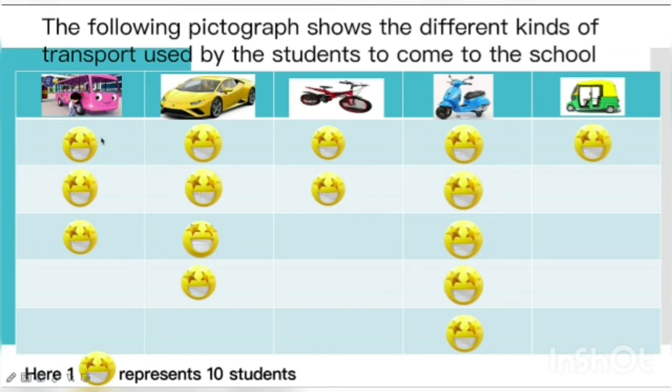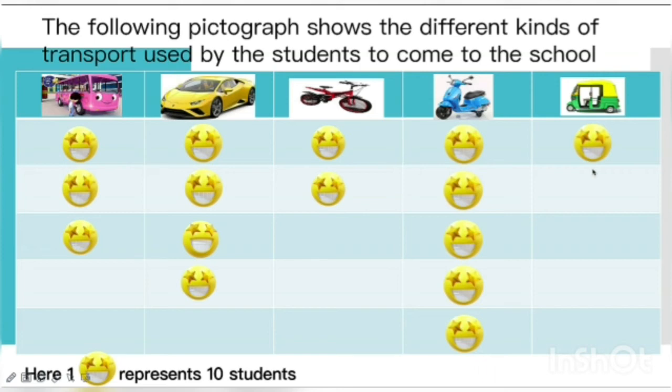So children, below bus we can see 3 smileys. It means these are 30 students. Below car 4 smileys means 40. Below cycle, these are 2 smileys, which means 20 students. And below scooters, there are 5 smileys, that means 50 students. And below auto, there is only 1 smiley, that means only 10 students use auto to go to school.